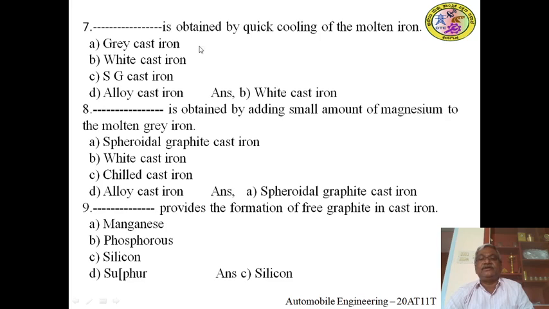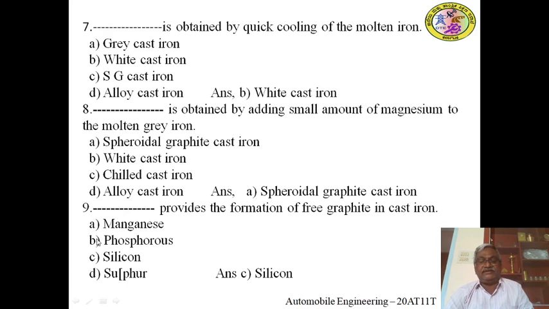White cast iron is obtained by quick cooling of the molten iron. Question number 8. Spheroidal graphite cast iron is obtained by adding a small amount of magnesium to the molten grey iron. Magnesium has the property to combine the carbon into spheroids, a spherical shape.